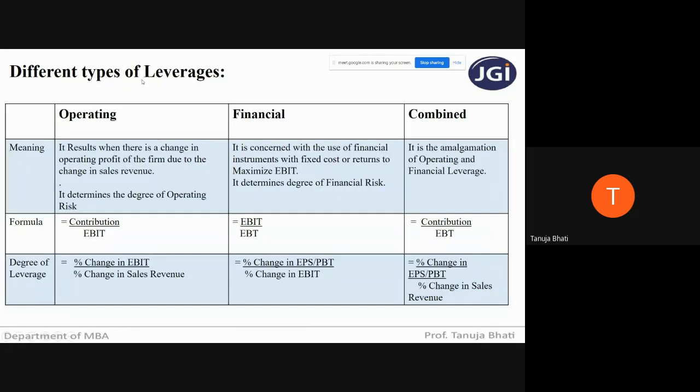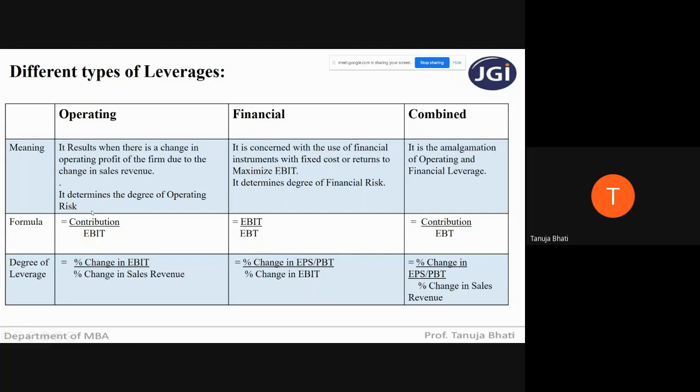Next, there are different types of leverages, students. There are three different types of leverages here: operating leverage, financial leverage, and combined leverage. Combined leverage is nothing but a combination of operating and financial leverage. Let us first understand what an operating leverage is and how we calculate it. It results from the change in the operating profit of the firm due to the change in the sales revenue. It determines the degree of operating risk.